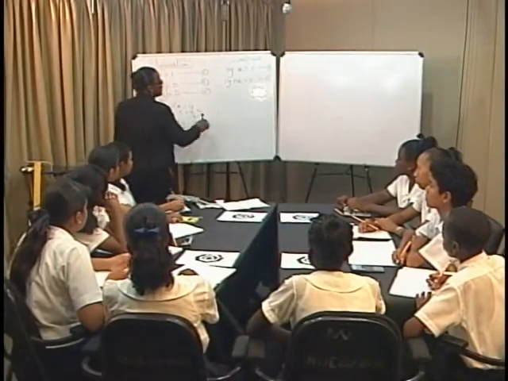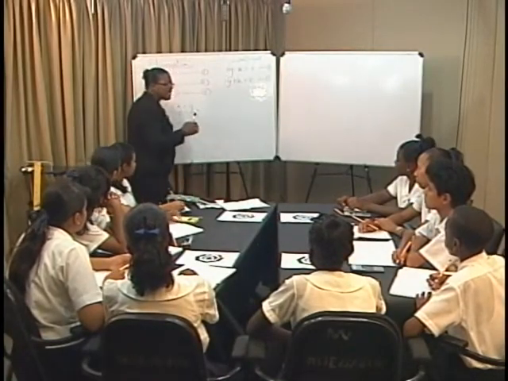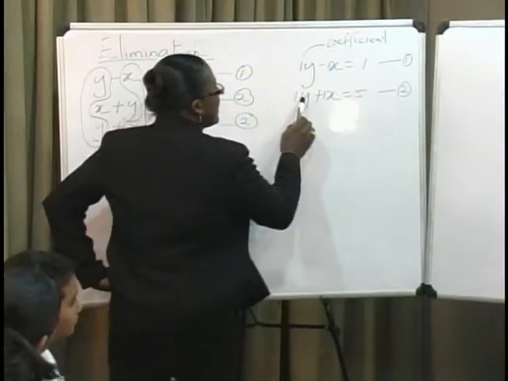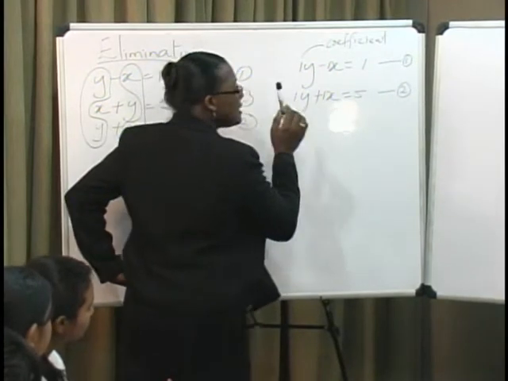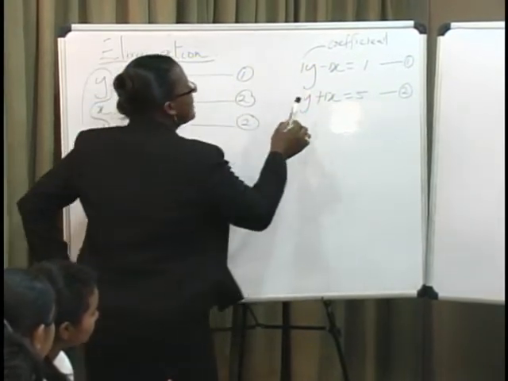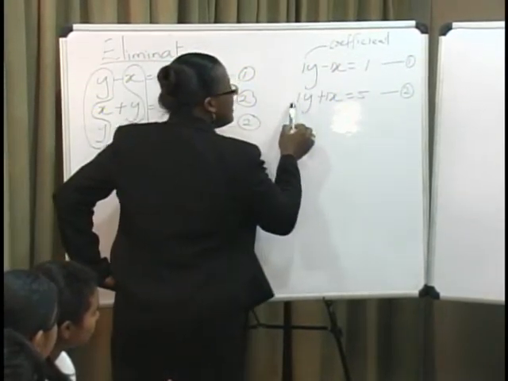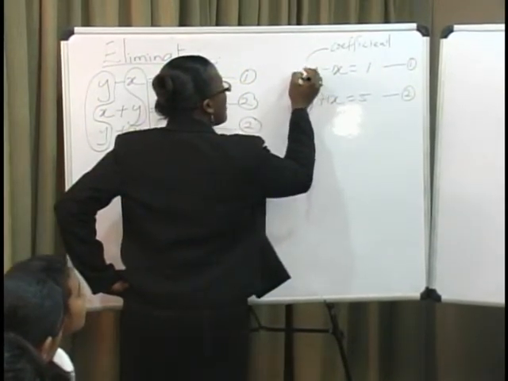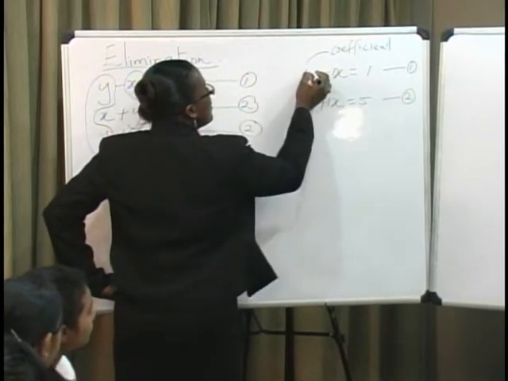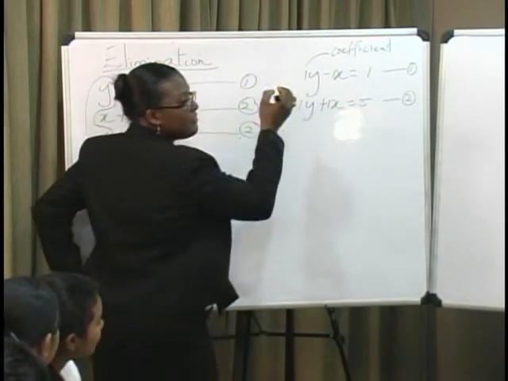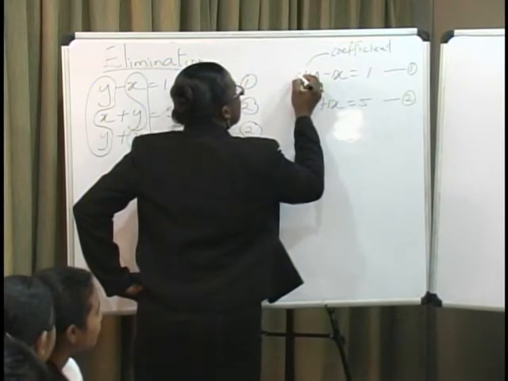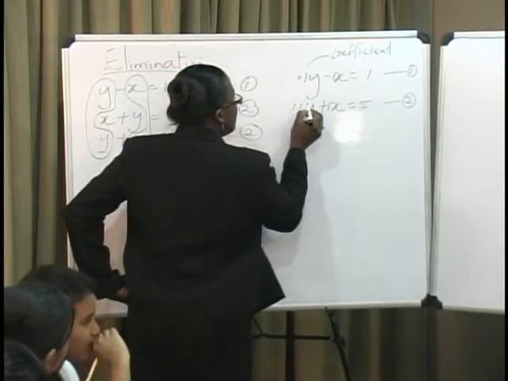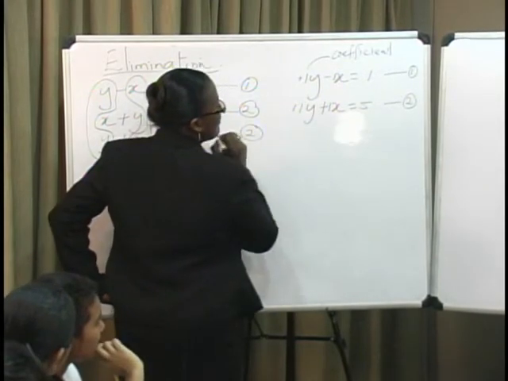Good. So we have identified the coefficients. Now the next thing I want you to pay careful attention to: if we need to eliminate the y or the x, let us pay careful attention to the signs that accompany these variables. What sign accompanies this y? Negative. Is this y positive or negative? Positive. It's a positive y. This y is positive or negative? Negative. This y here, is it positive or negative?